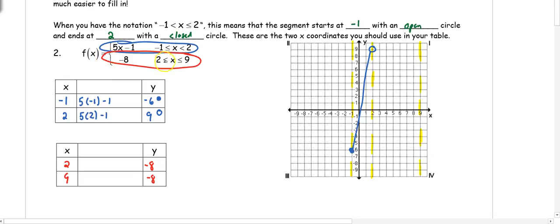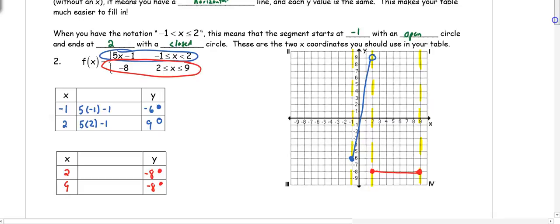Now, at 2, there's a bar underneath for the inequality, so it gets a closed circle. There's also a bar underneath the inequality by the 9, so that also gets a closed circle. So we're going to go to 2, -8, put a closed circle, and we're going to go to 9, -8, put a closed circle, and then connect those 2 points to create our piecewise function.